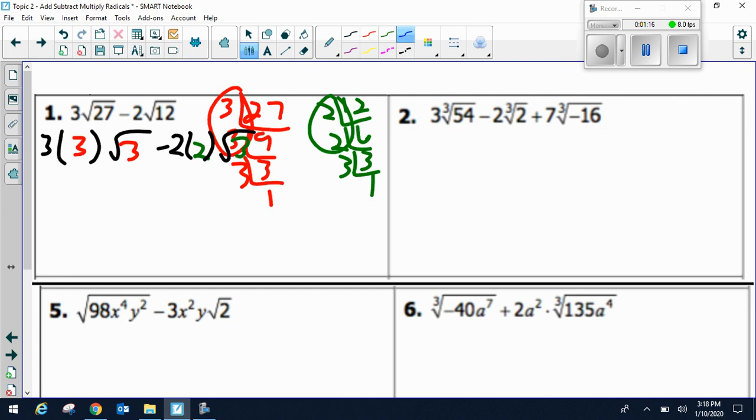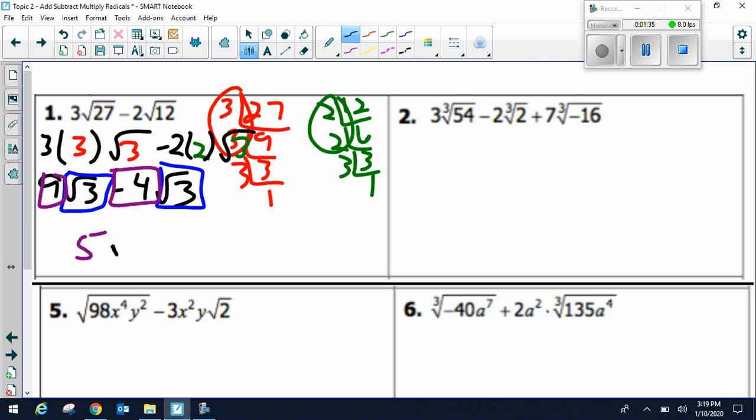And you can see, let's go ahead and multiply them. So you get 9 square root 3 minus 4 square root 3. And you see how they have the same exact radical here. If that's the case, then all you have to do is subtract their whole numbers in front, which is 5, and you get 5 square root 3 as your answer.